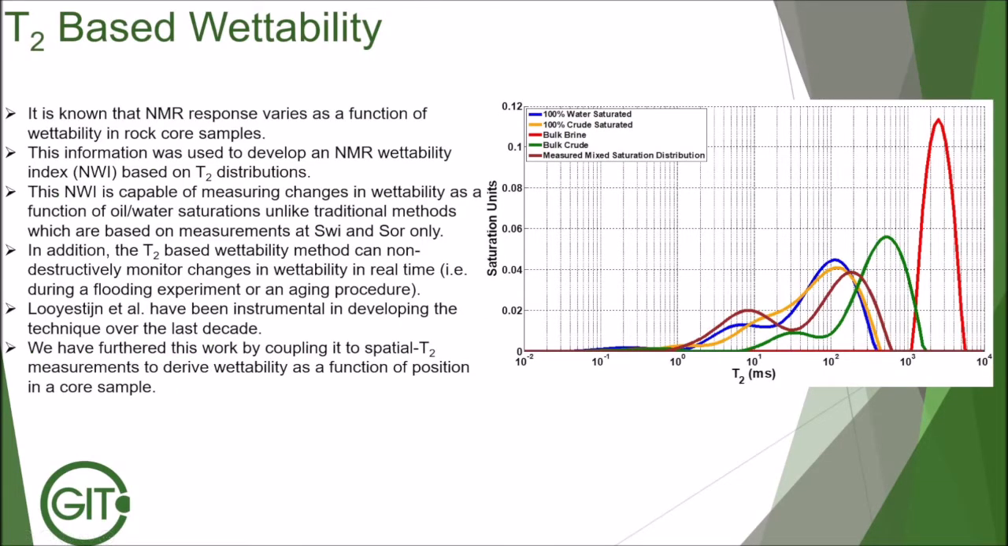It is known that NMR response varies as a function of wettability in the core samples. This information was used to develop an NMR wettability index based on T2 distributions like the one shown here. The NWI is capable of measuring changes in wettability as a function of oil-water saturations. This is unlike traditional methods, which are based on measurements at SWI and SRO only. In addition, the T2-based wettability method can be used to non-destructively monitor changes in wettability in real time, like during a flooding experiment or an aging procedure.